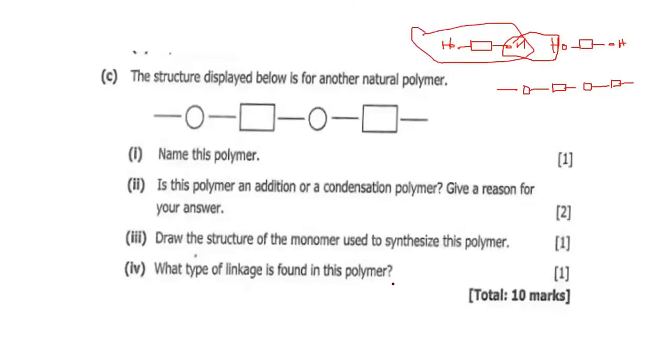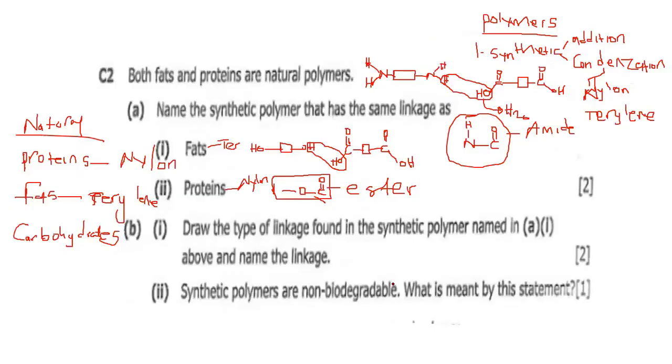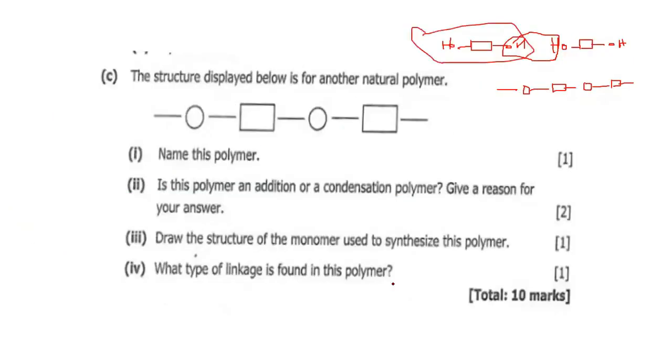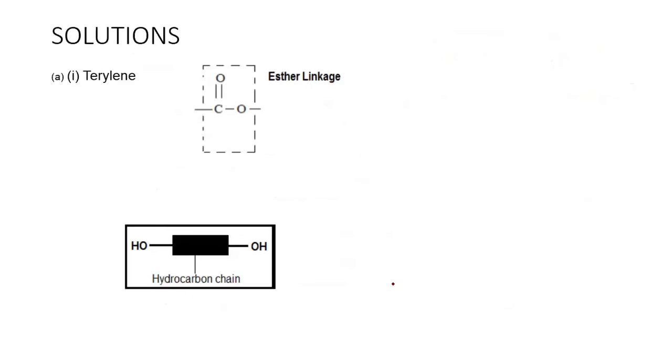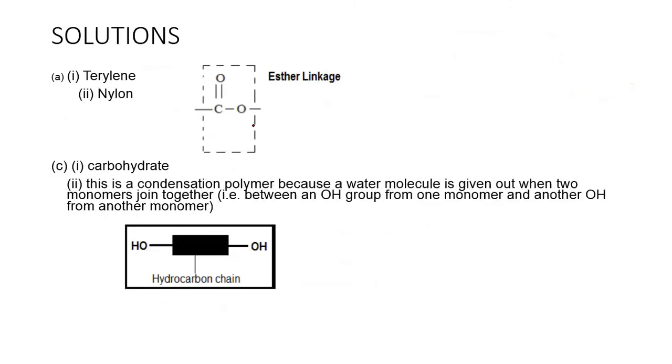All right, so the answers are there. We have pteryline, just like we said, and nylon. This is the ester linkage which has been drawn. Then we have the carbohydrate, and the reason is there. This is a condensation polymer because a water molecule is given out when two monomers join together. And this is the drawing that is here.